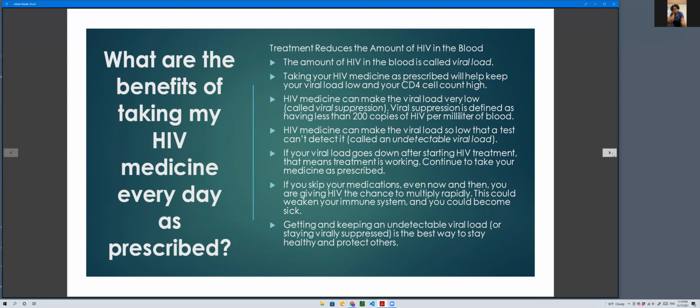If your HIV viral load goes down after taking HIV treatment, that means the treatment is working. You should continue taking your medicine as prescribed. If you skip your medication, you risk a chance of rapid multiplying of the viral load in your body. Getting and keeping an undetectable viral load or staying virally suppressed is the best way to stay healthy and protect others.